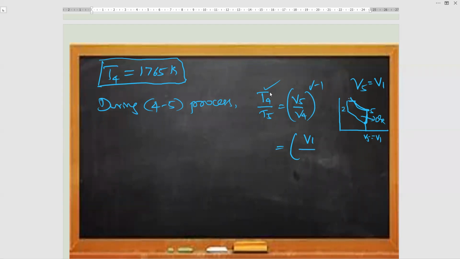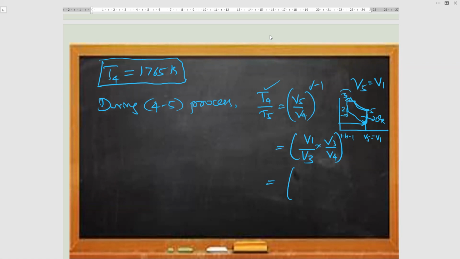But I told you in the previous class, just multiply and divide with some term. This 3 is an intermediate volume. So I will multiply and divide with V3, and the equation remains the same. So V1 by V3. V1 is total volume, V3 is clearance volume.